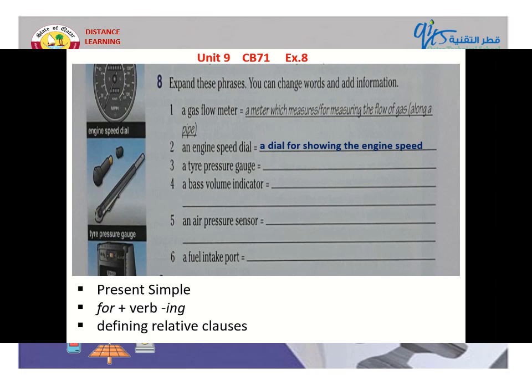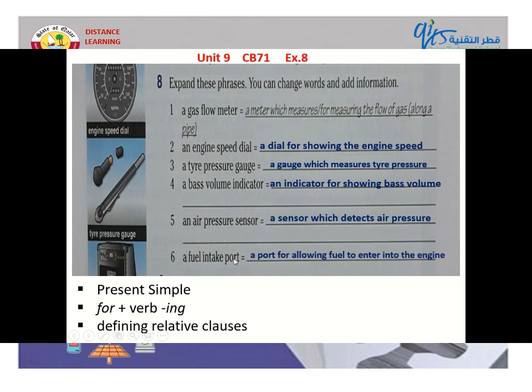Now let's check our answers. A tire pressure gauge is a gauge which measures tire pressure. A base volume indicator is an indicator for showing base volume. An air pressure sensor is a sensor which detects air pressure. A fuel intake port is a port for allowing fuel to enter into the engine.